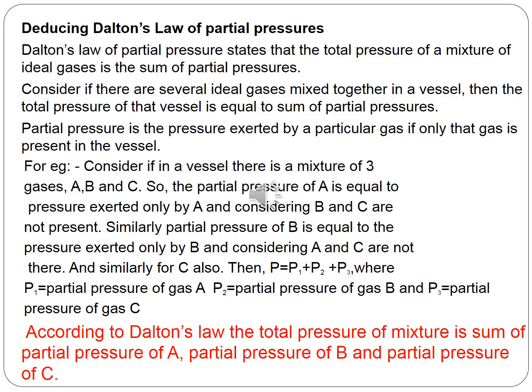Then the total pressure P is equal to P1 plus P2 plus P3, where P1 is the partial pressure of gas A, P2 is the partial pressure of gas B, and P3 is the partial pressure of gas C. Here, by applying Dalton's law, the total pressure of the mixture of these gases A, B and C is the sum of the partial pressure of A, the partial pressure of B and the partial pressure of C.